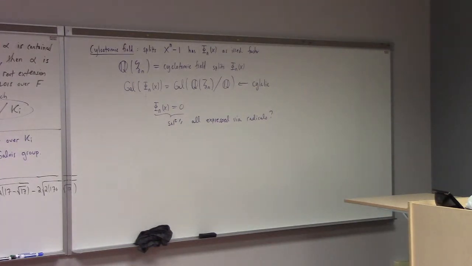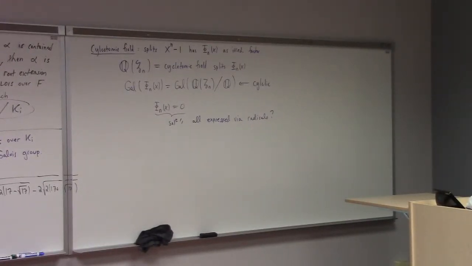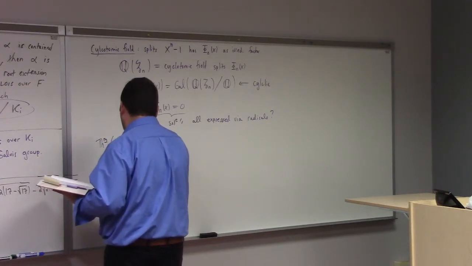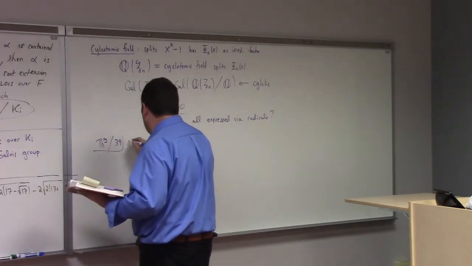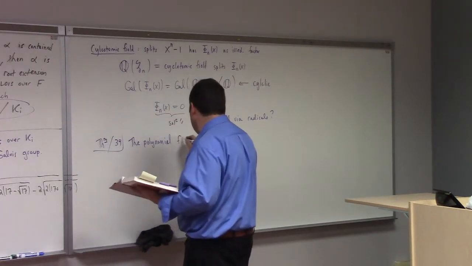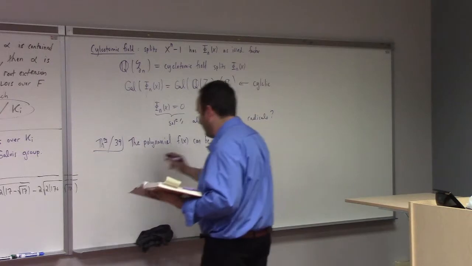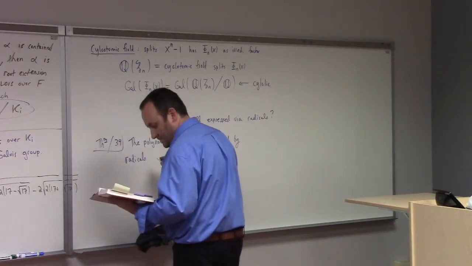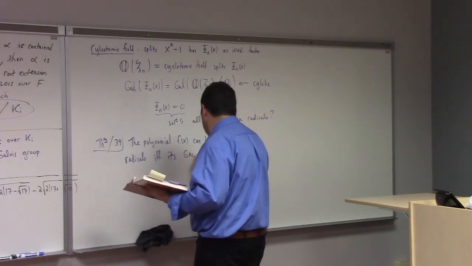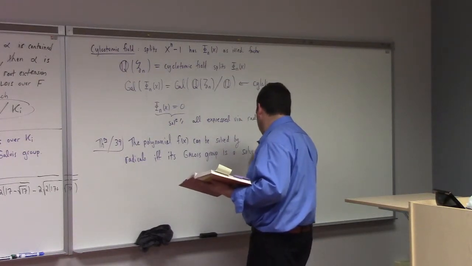Okay, so that's Lemma 38. Now, I cannot prove that, and the reason is it involves a section we skipped. But you can understand the statement of it. Theorem 39 says the following. The polynomial f of x can be solved by radicals if and only if its Galois group is a solvable group.